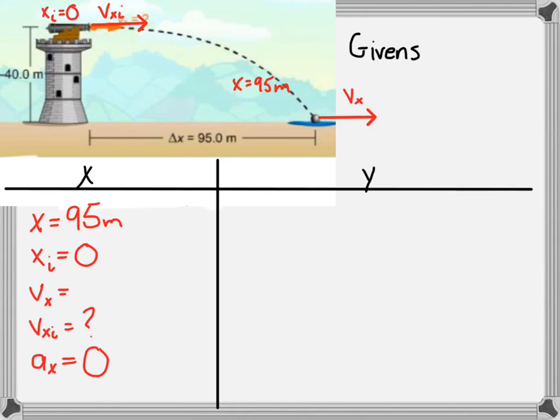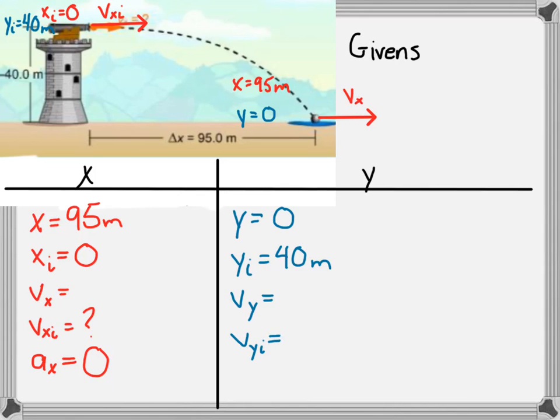Now let's go to the y direction, and let's define what its final position and initial position are. So this is the final y position of the projectile. This is the initial y position of the projectile. The final y position is 0 because it is landing on the ground, and we're defining y equals 0 as the ground. Its initial position, way up here, when it's first shot out of the cannon, is positive 40 meters. So y is 0 and yi is positive 40 meters.